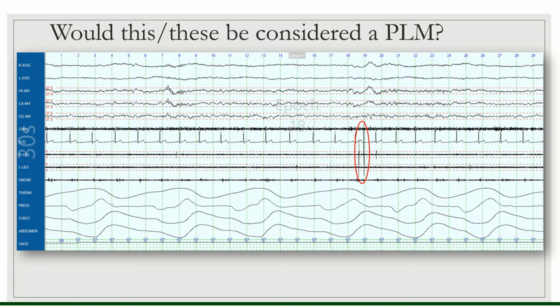But the reason why this doesn't qualify as a periodic limb movement is because it doesn't meet the duration requirement. We just learned on a previous slide that each periodic limb movement has to be at least 0.5 seconds to 10 seconds long. This is not 0.5 seconds. These little green vertical dotted lines are our 1 second mark. So we have to take up at least half of that to have a half a second. These don't even take up a quarter of that. So the duration doesn't qualify as a periodic limb movement.